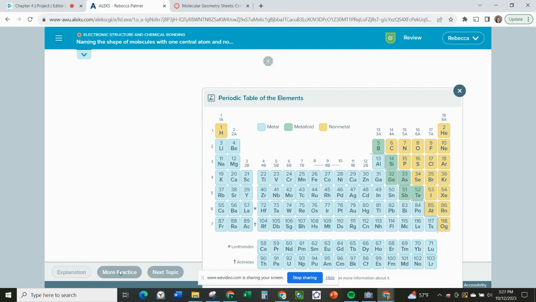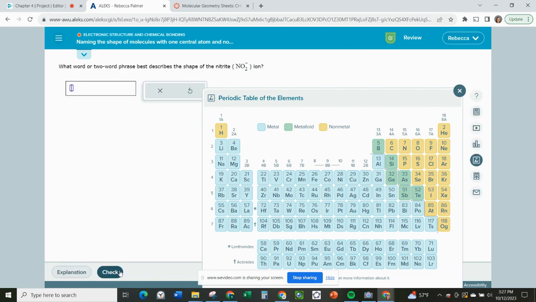Okay, let's try one more. Okay, this one is, what is the two-word phrase that best describes the shape of the nitrate ion? So again, the first thing that we need to do is draw the Lewis structure, and the first thing that we need to do for the Lewis structure is to figure out how many valence electrons are in this structure. So we've got nitrogen, which is in the 5A column. So it's going to bring us 5.